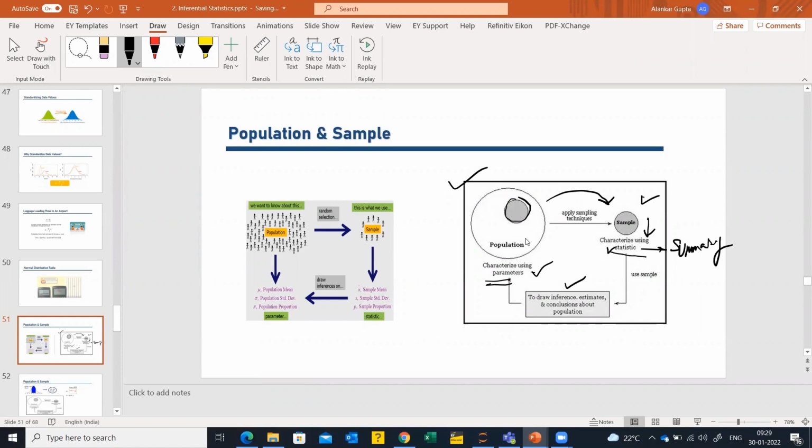Any questions you have? Right, this is very easy. The only two things we need to understand are that the summary of the sample is called a statistic, and the summary of the population is called a parameter, right?